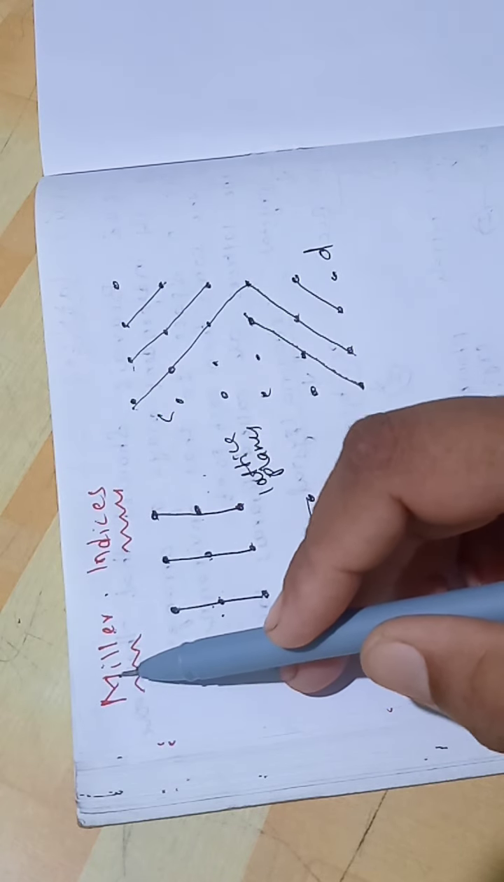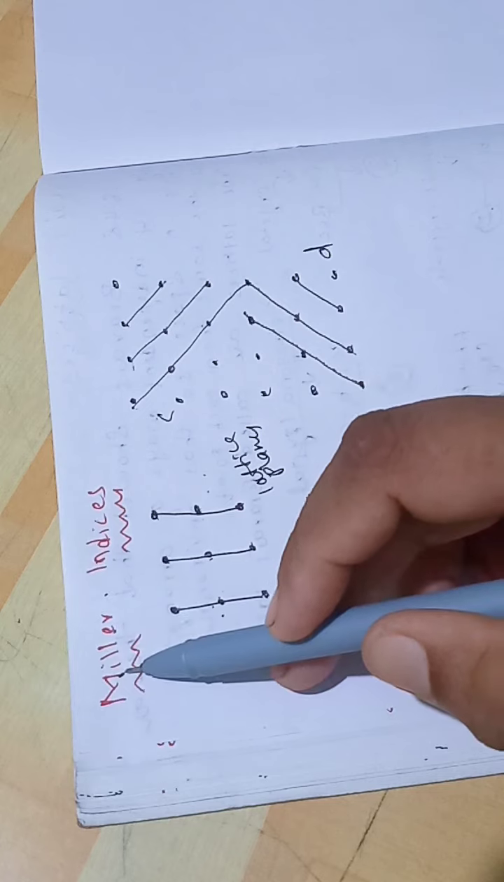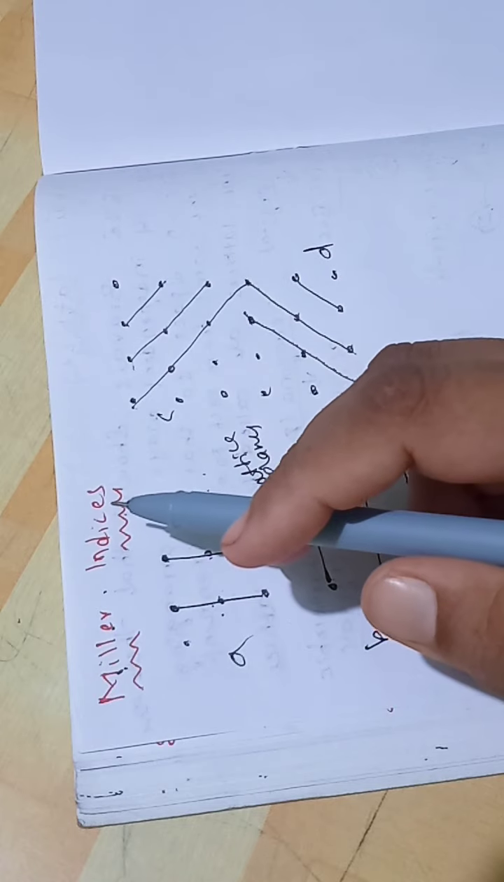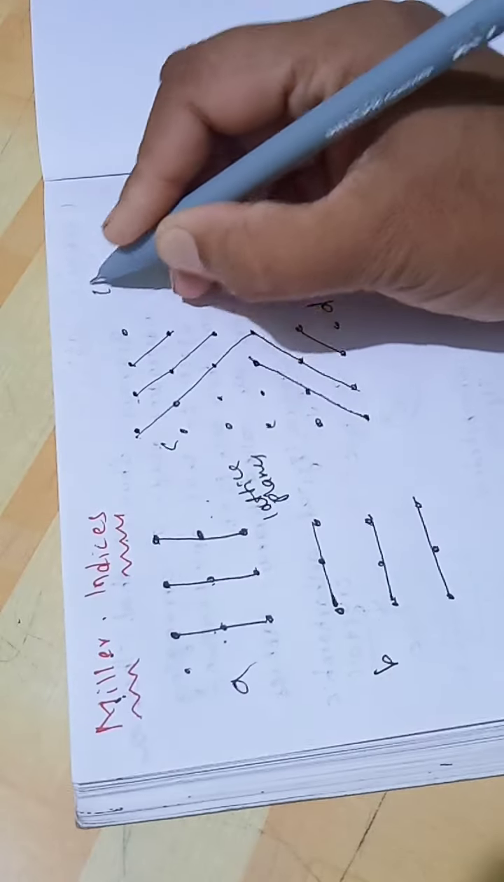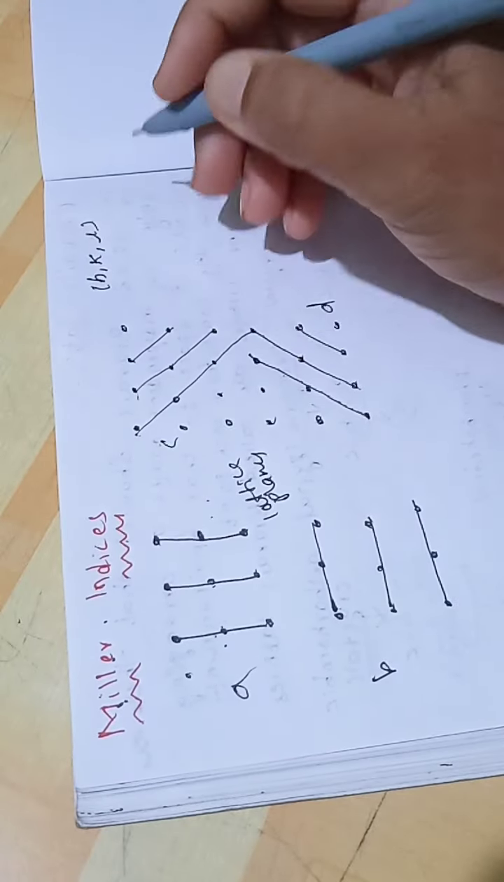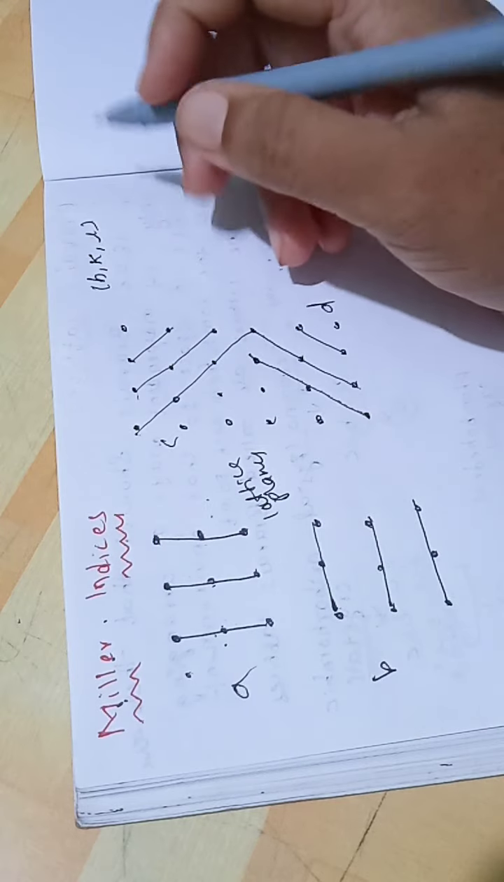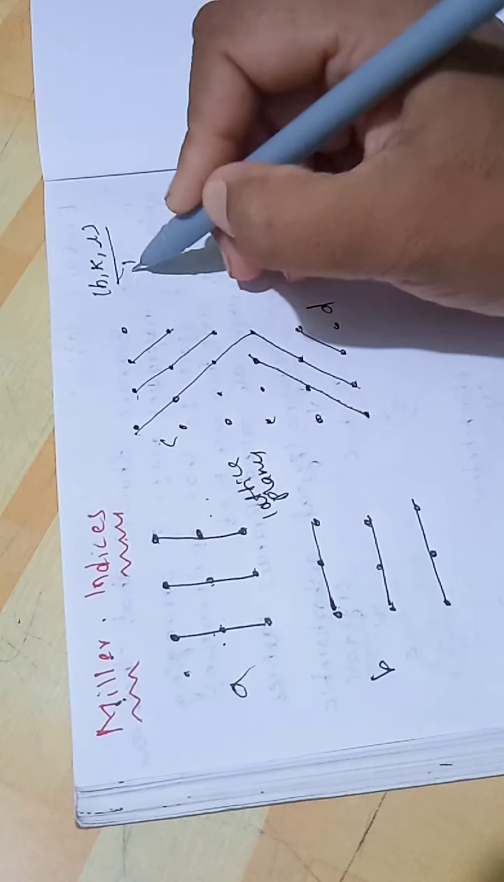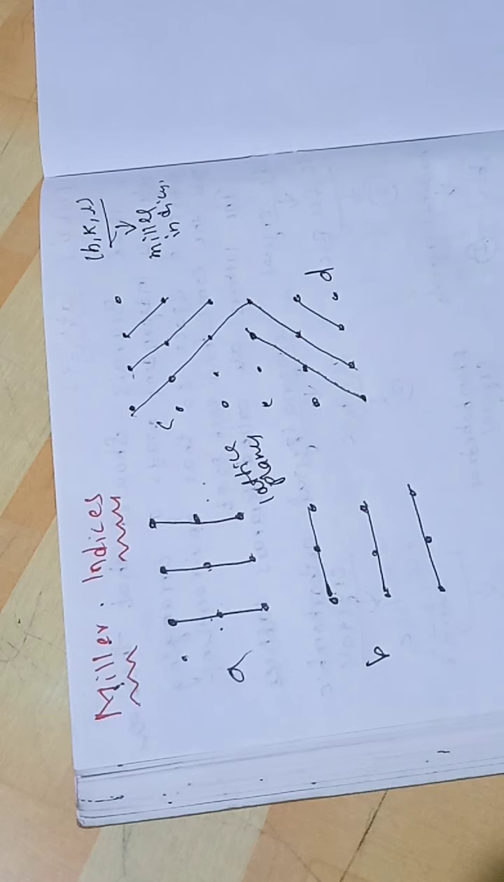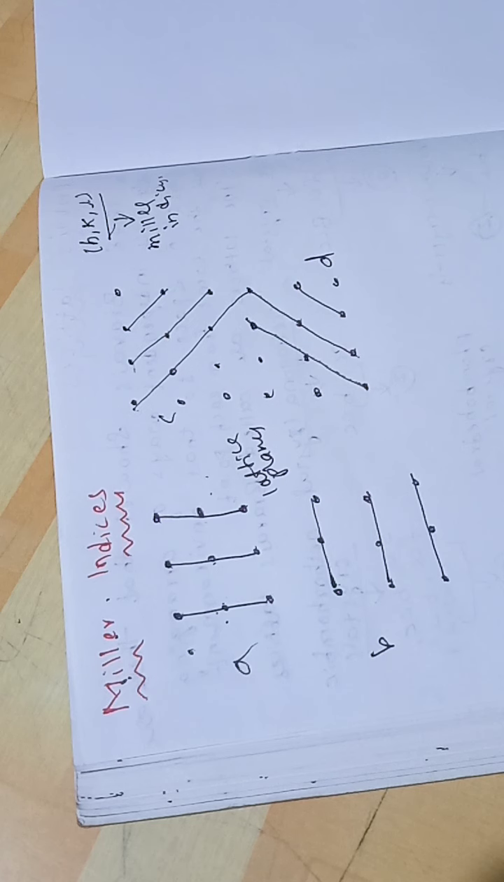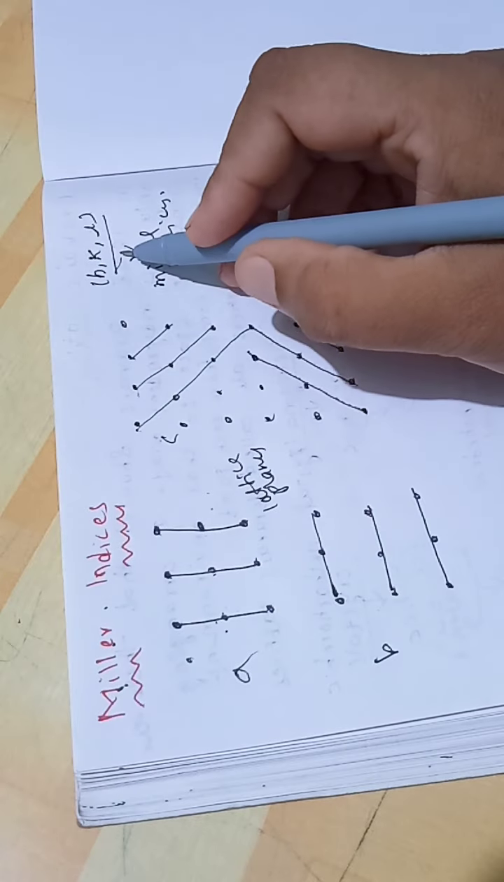Miller gave a method to designate a plane in a crystal in three smallest numbers. He said in three smallest numbers h, k, l, we can designate the plane in the crystal. These we call Miller indices. These smallest numbers we call Miller indices.